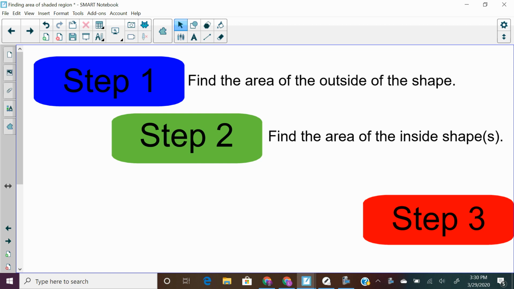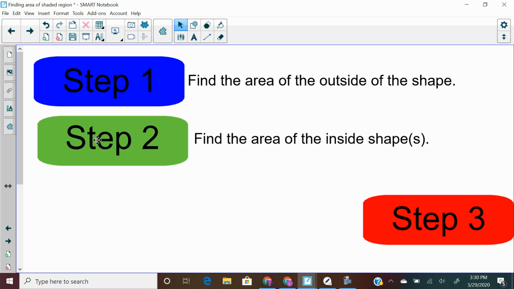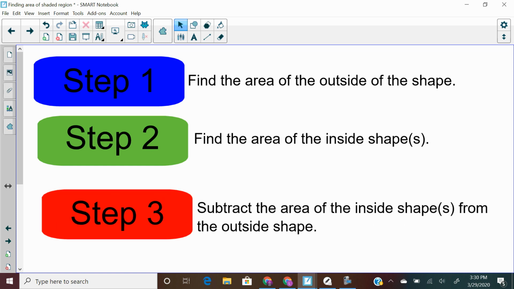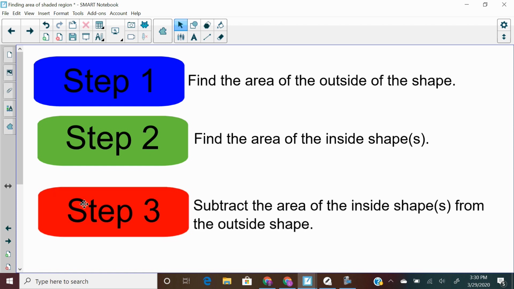Step 2, find the area of the inside shape or shapes. Sometimes there's more than one shape inside. And then step 3, subtract the area of the inside shape from the outside shape. It's like you're taking out the inside shape, and take out's operation is subtraction.